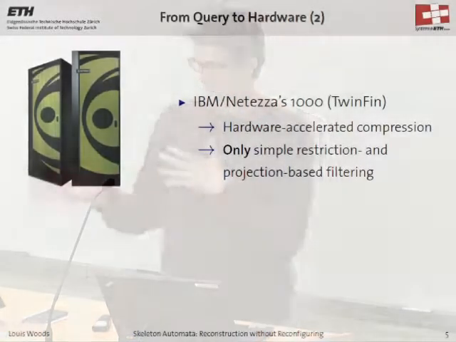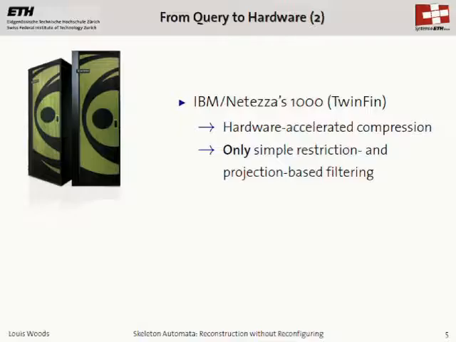So at the other end, there are systems like Netezza. Netezza is a data warehouse appliance which also uses FPGAs inside its architecture. And here you don't compile full queries into hardware, but you rather put a fixed set of operations onto the FPGA. So things such as decompressing data efficiently to speed up transfer times between disk and the final system, or you can do simple filtering of data such as projection-based or restriction or selection-based filtering.